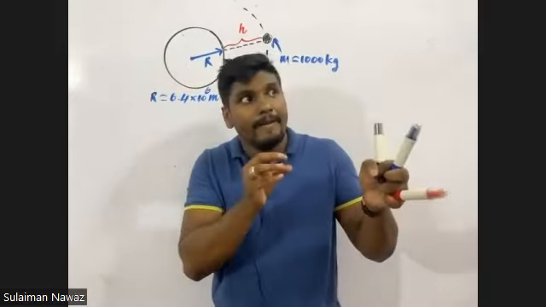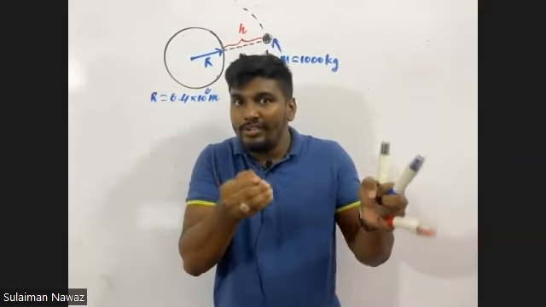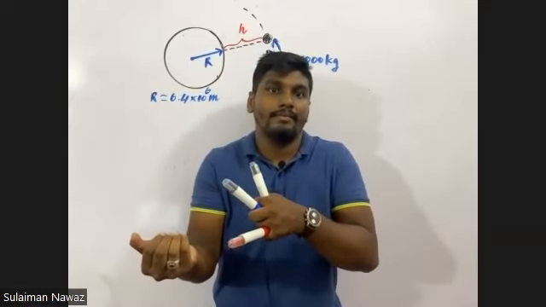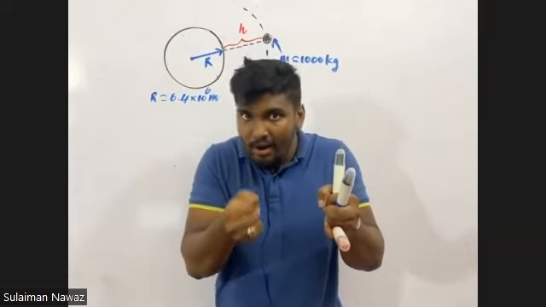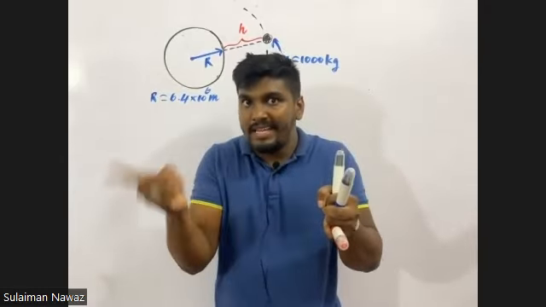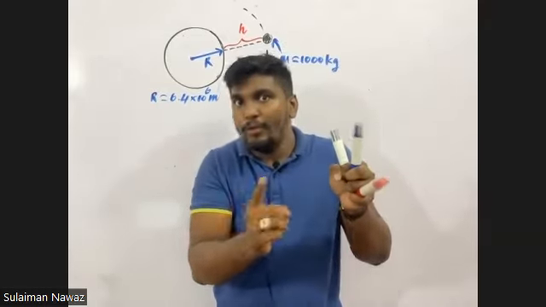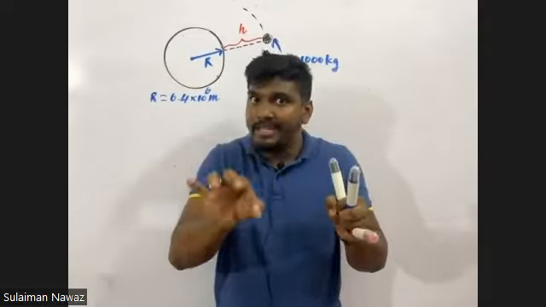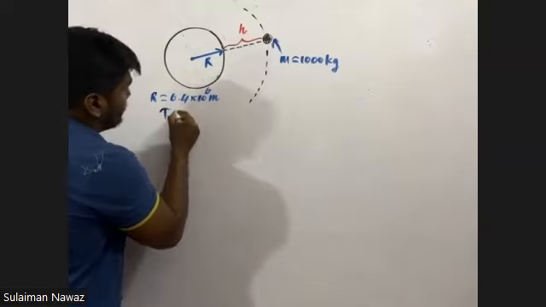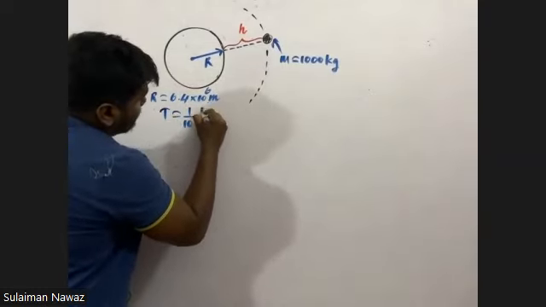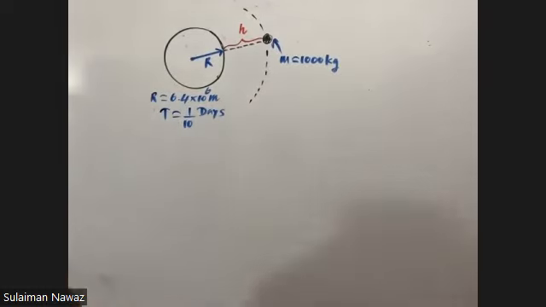This satellite moves 10 rounds, that is 10 circular motions, within 24 hours. If you want to find the time taken for one circular motion, we need to divide 1 day by 10. So therefore, I can say that the time period of the satellite, capital T, equals 1 over 10 days.